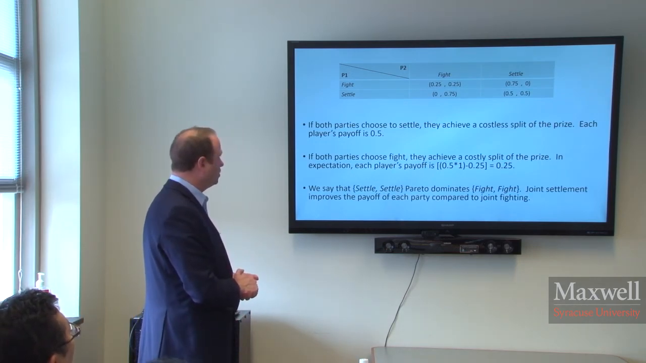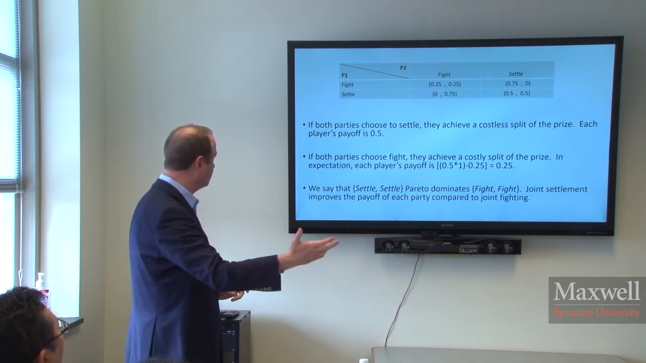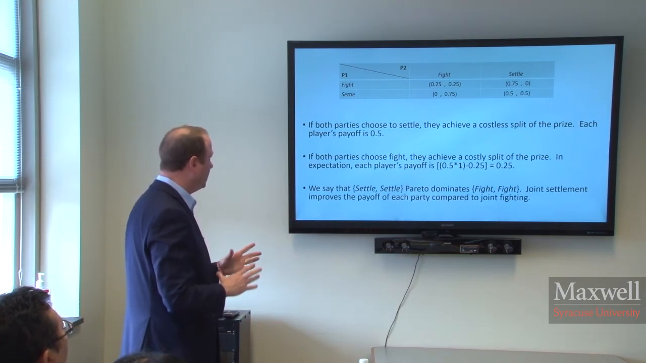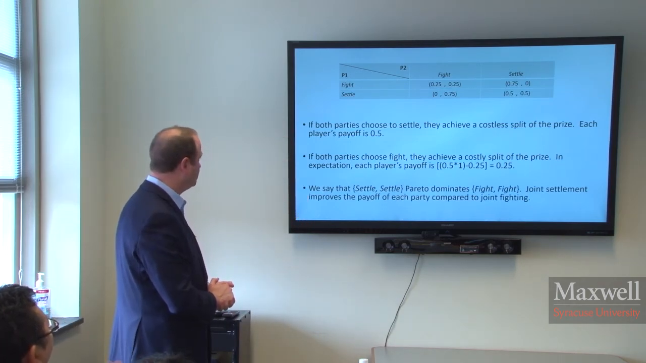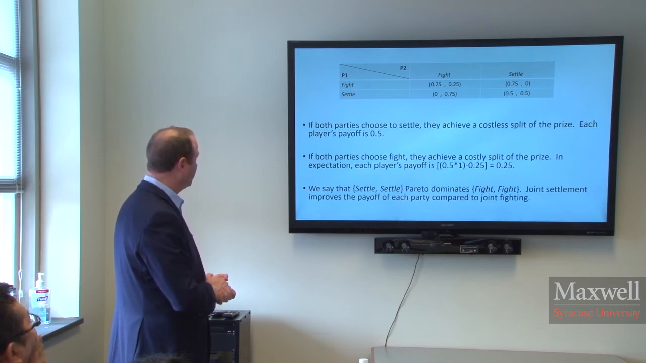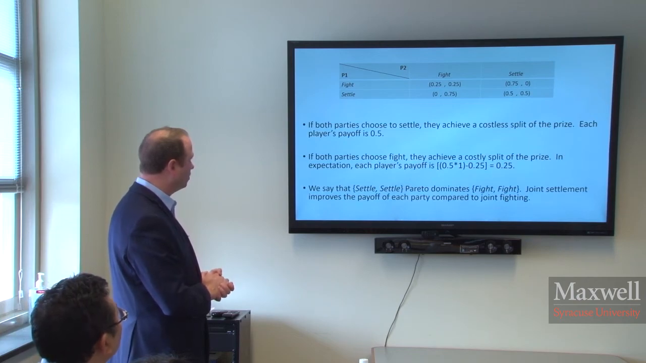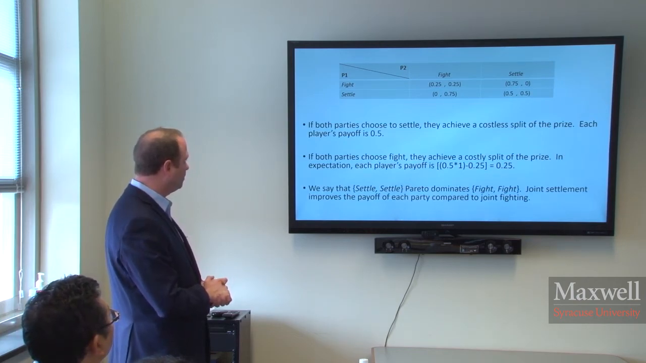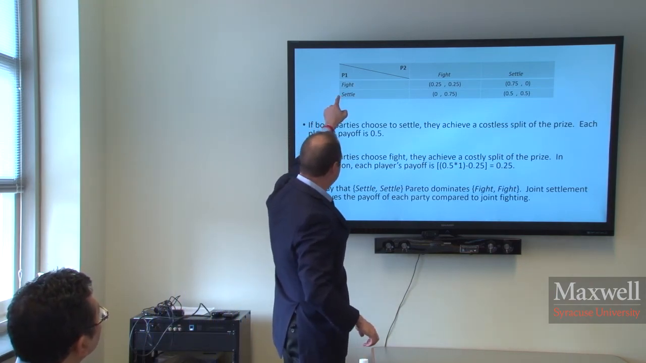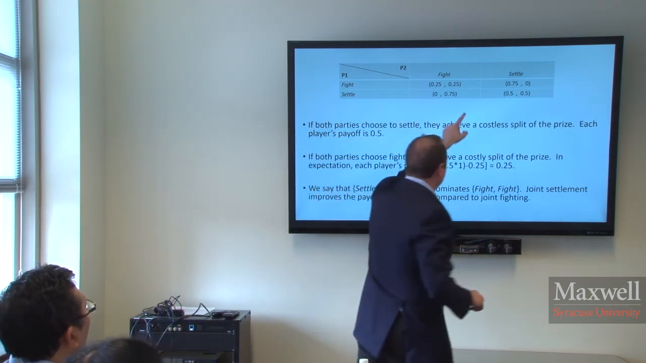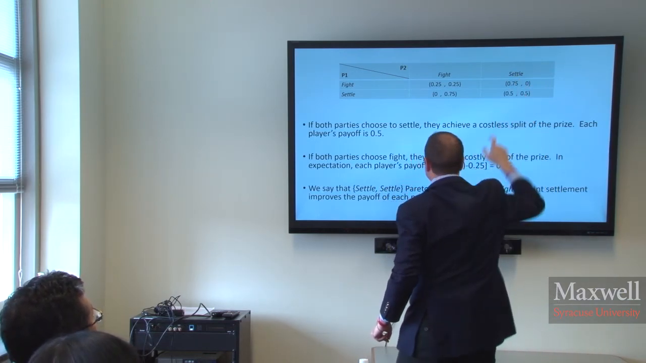So how do we interpret this 2x2 table? I'm sure some of you know how to interpret continuous choice, discrete choice, but I didn't want to assume that, so I added this slide in to just help make sure everyone's on the same page before we analyze the game. So what this is saying is that if both parties choose to settle, they achieve a costless split of the prize. Each player's payoff is 0.5. So it's the intersection of party one settles, party two settles. Party one gets 0.5, party two gets 0.5.